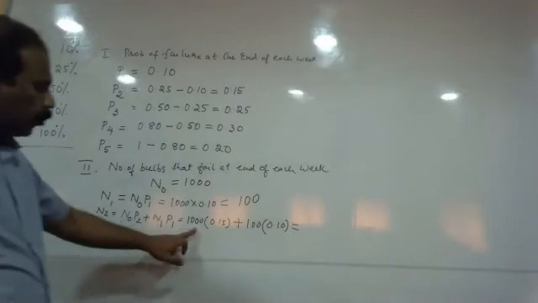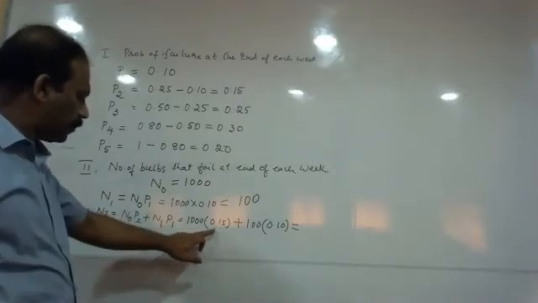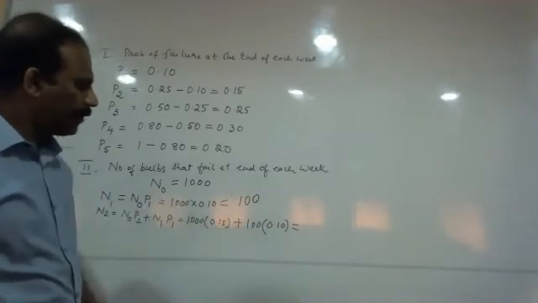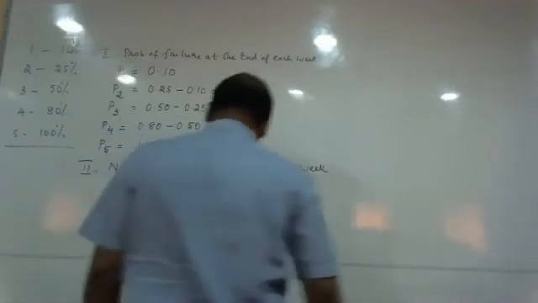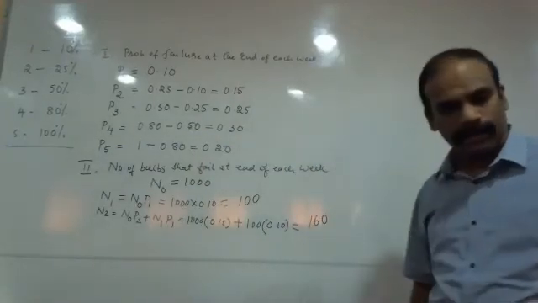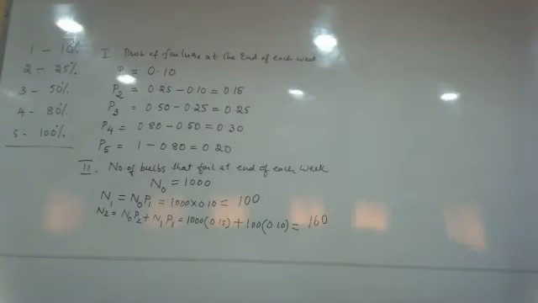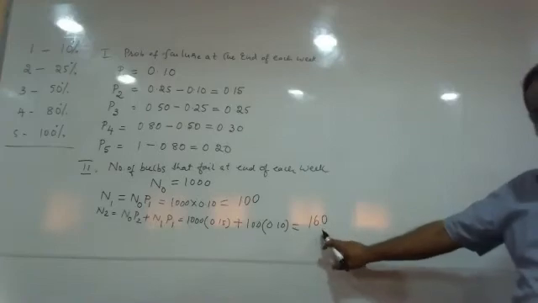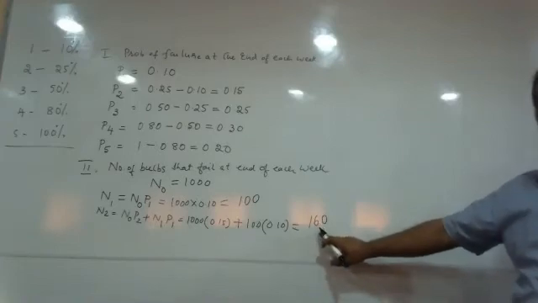160. 1000 into 0.15 is 150. This is 10. 150 plus 10 is 160. Correct? Am I right? Yes. So we have got the value of n2 as 160. That means at the end of the second week, totally 160 bulbs are blown out.